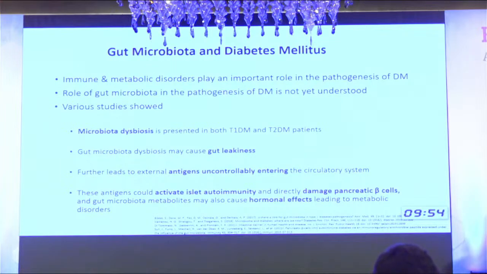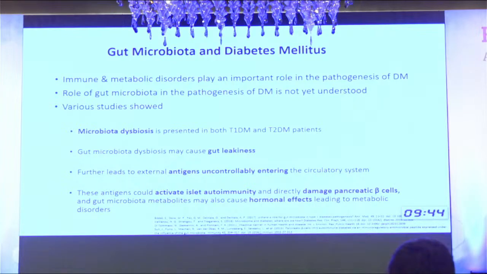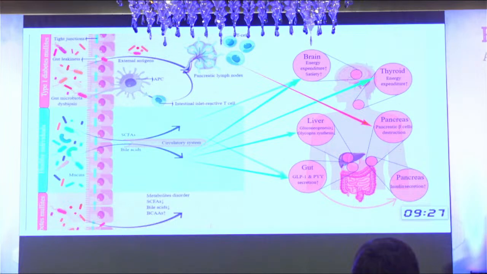Immune and metabolic disorders play a very important role in the pathogenesis of type 2 diabetes mellitus, and microbiota dysbiosis is seen both in type 1 as well as type 2 diabetes mellitus. These can lead to gut leakiness, which further leads to antigens uncontrollably entering the circulation, and these activate islet autoimmunity, in turn leading to damage to the beta cells of the pancreas. This picture depicts how healthy individuals have an endothelium which is tightly built together, whereas in the case of bad microbiota, we have gut leakiness where these antigens go into the circulation and damage the pancreas and all the other areas.